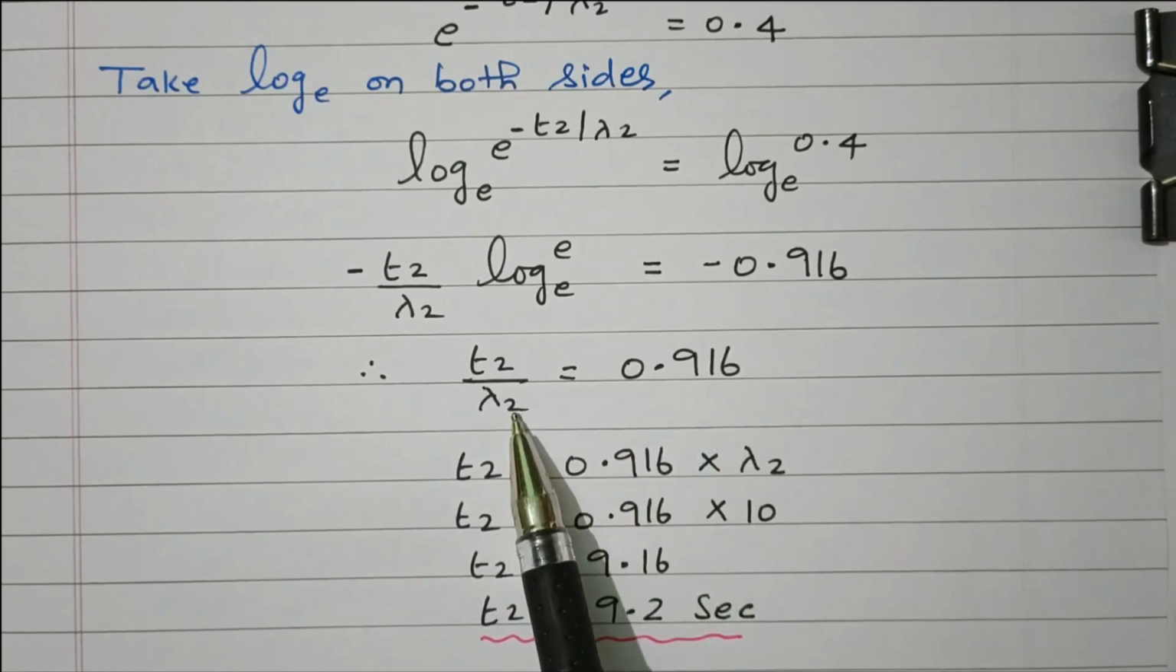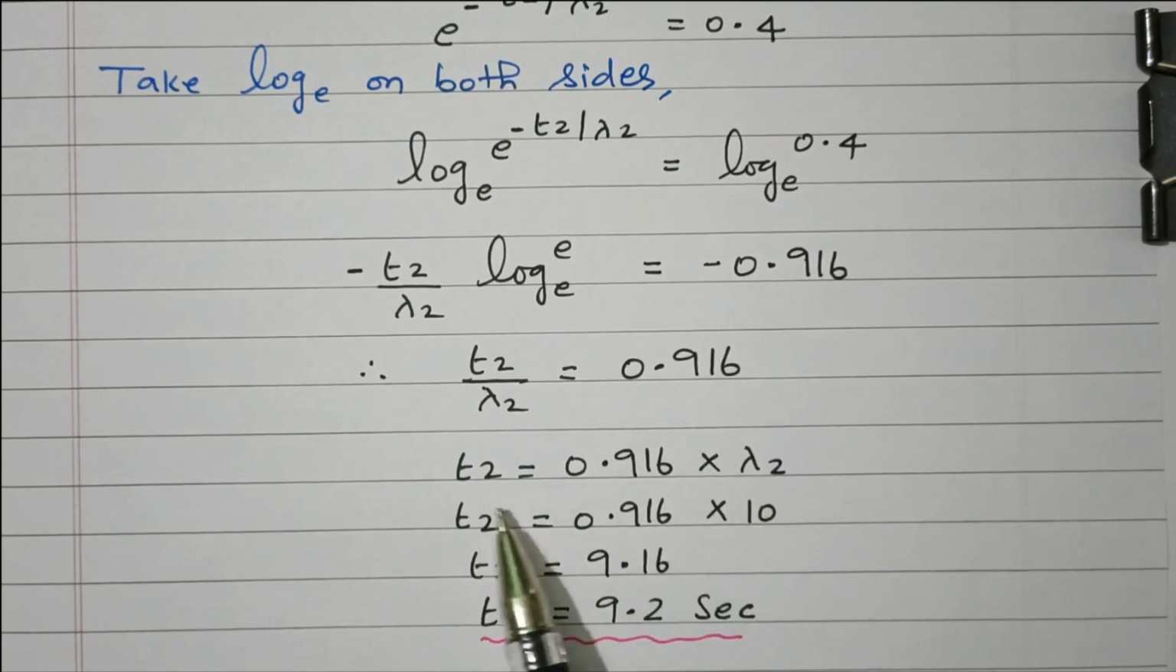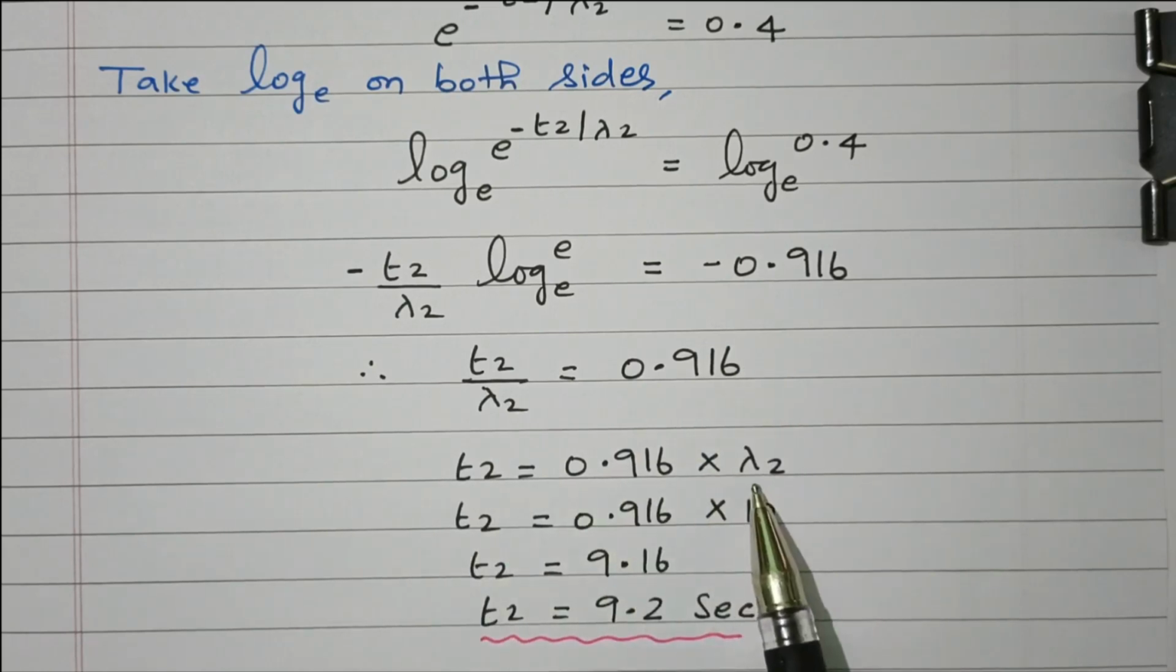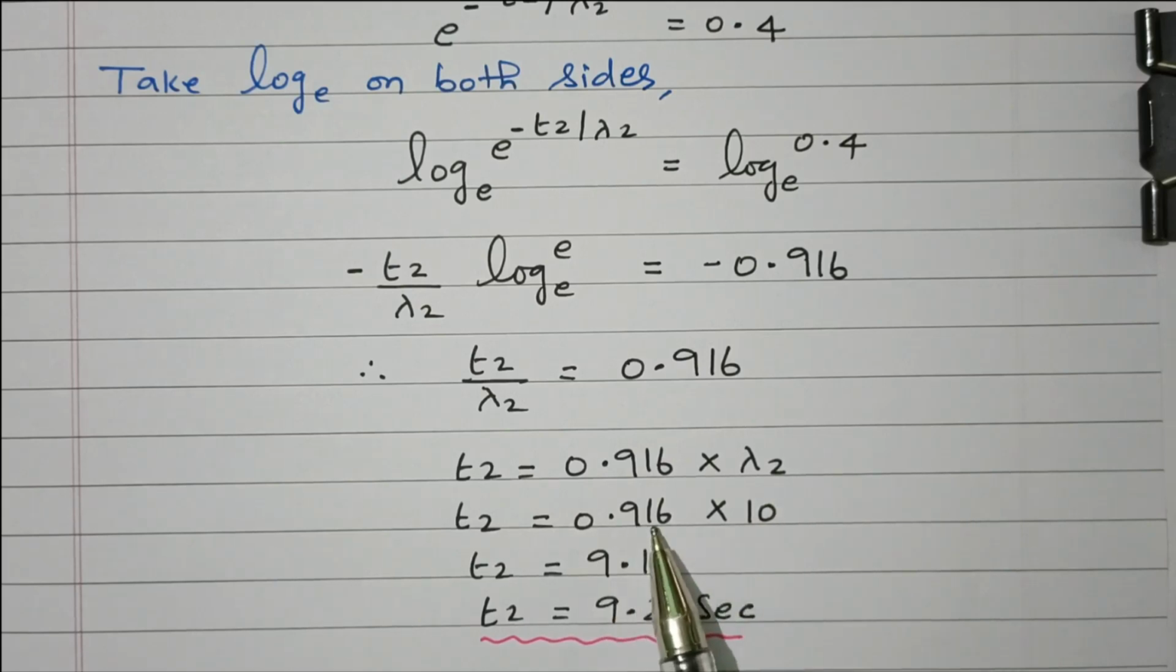Bring this lambda 2 to that side. So t2 equal to 0.916 into lambda 2. Lambda 2 we know is 10, that's what we calculated, 10 seconds. So 0.916 into 10 is 9.16. So t2 is nearly 9.2 seconds. So with R equal to 5 mega ohm, the time taken by the neon lamp is 9.2 seconds.